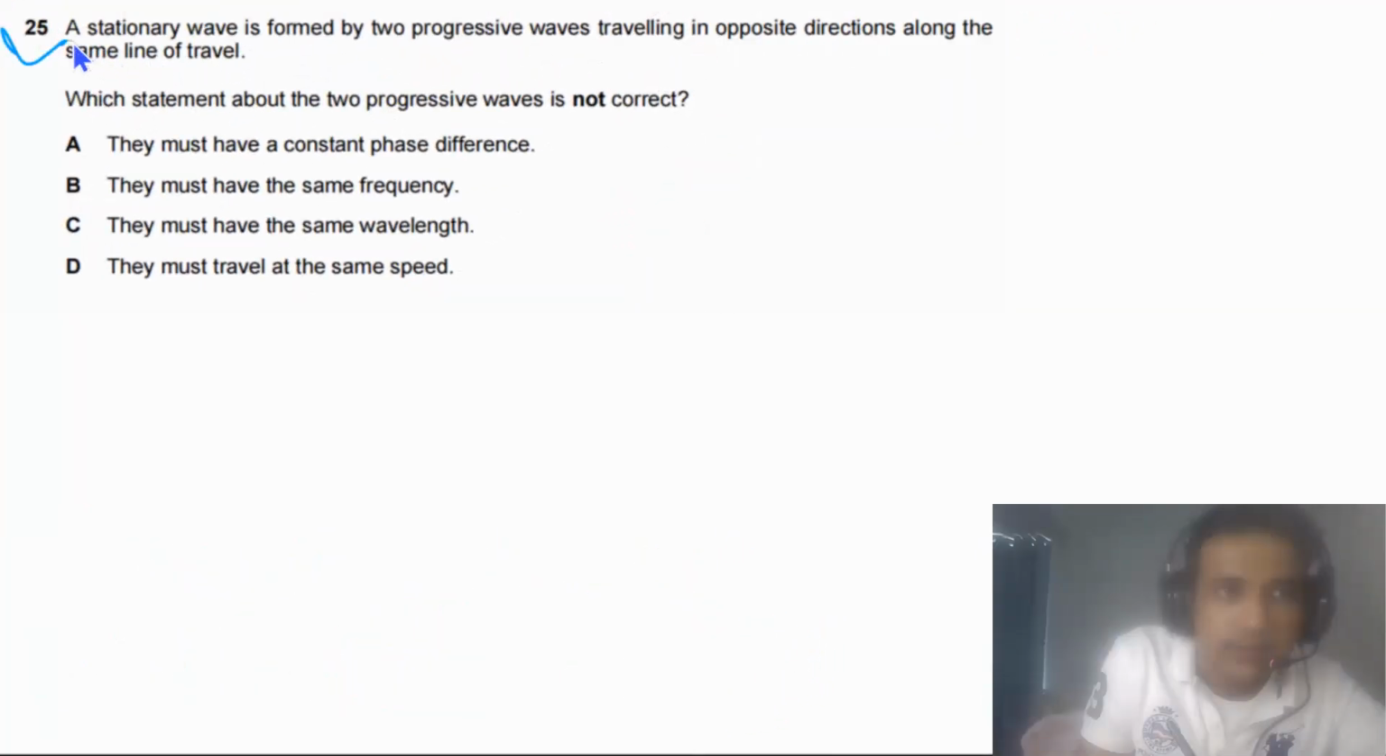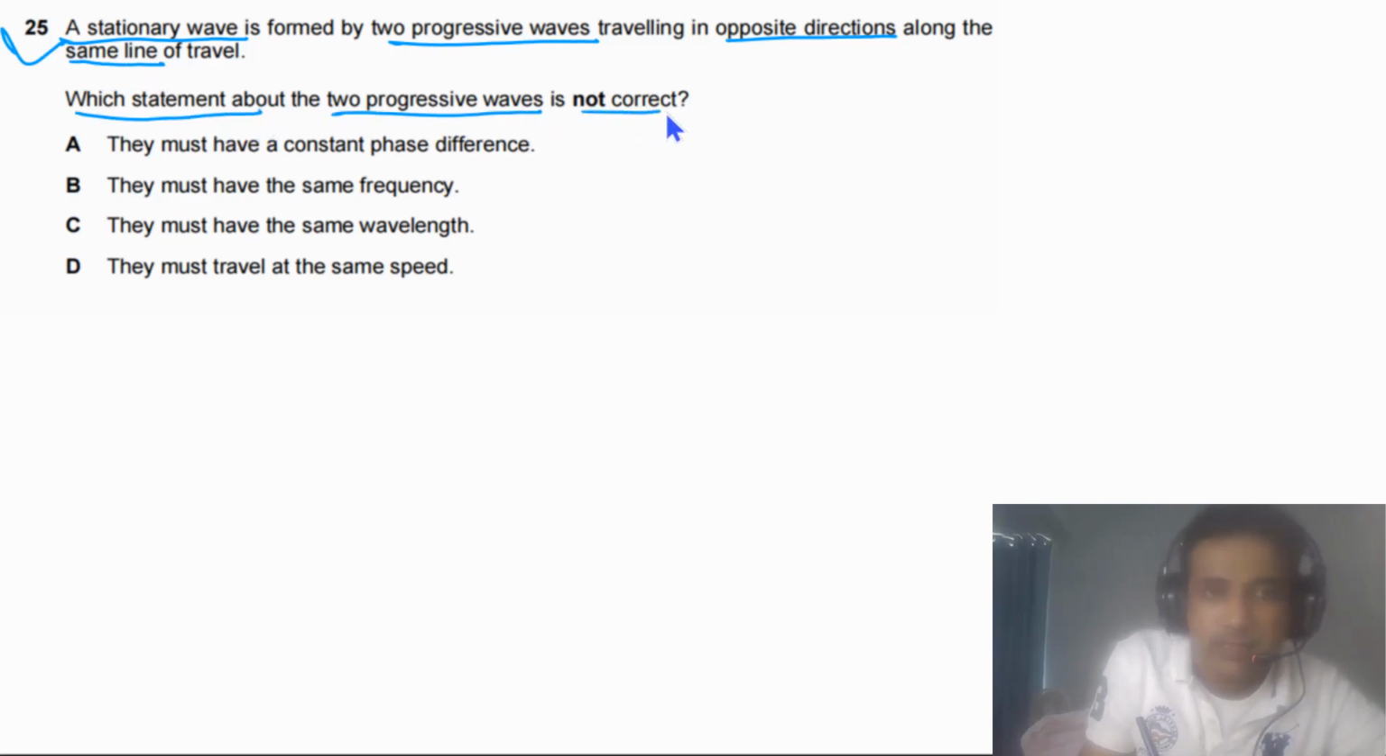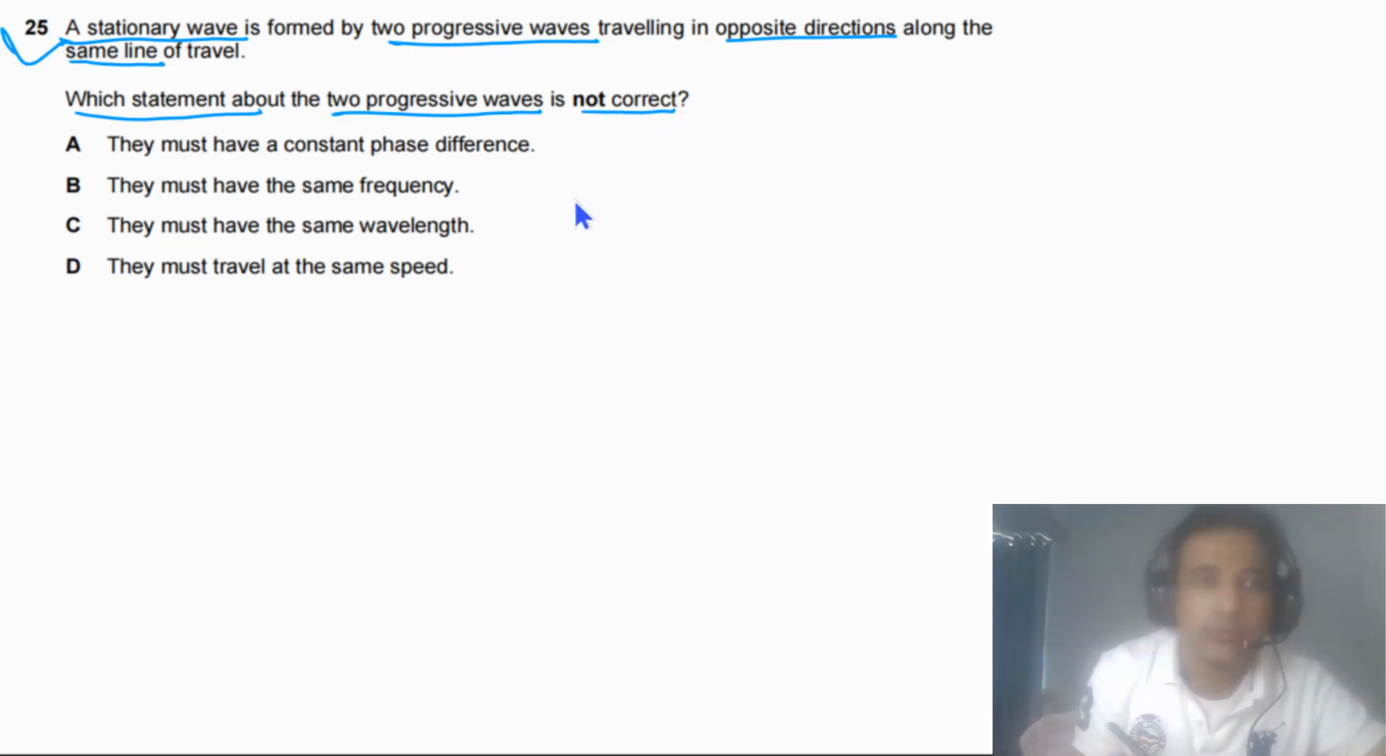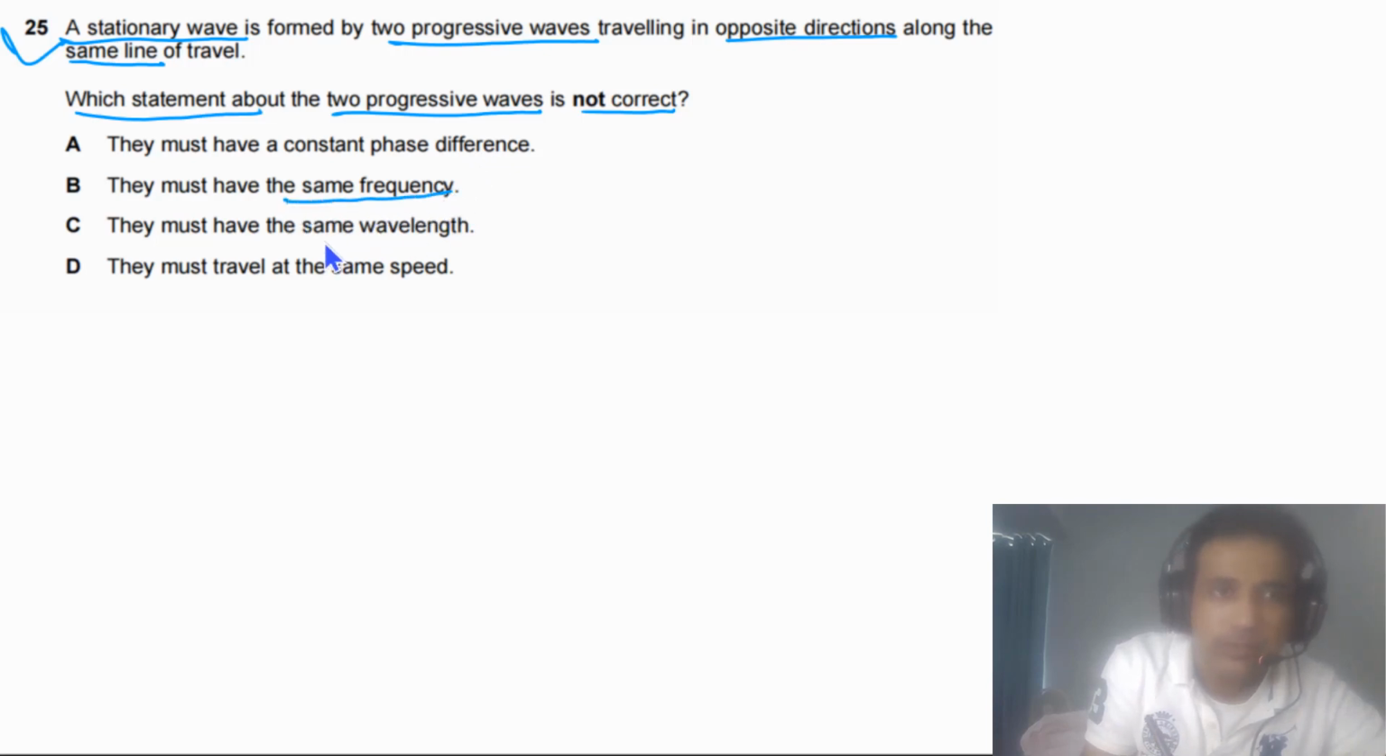Question 25 says a stationary wave is formed by two progressive waves traveling in opposite directions along the same line of travel. Which statement about the two progressive waves is not correct? For a stationary wave to be formed, the two progressive waves should have the same frequency, the same wavelength, and they must also travel at the same speed.